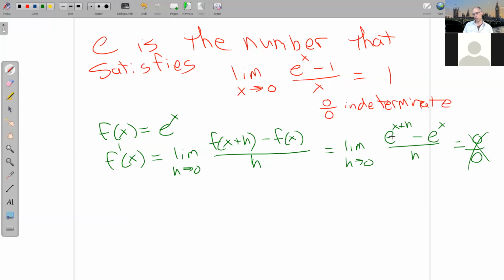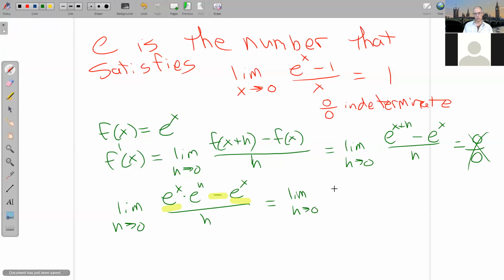All right, so the algebra I'm going to apply here is on e to the x plus h. I can rewrite that as e to the x times e to the h, because we have a rule that says if you multiply two powers with the same base, you add the exponents. Then I can note that there's a common factor of e to the x on each side of the subtraction, and I can factor that out. So this is equal to the limit as h goes to zero of e to the x times this fraction, e to the h minus one over h.